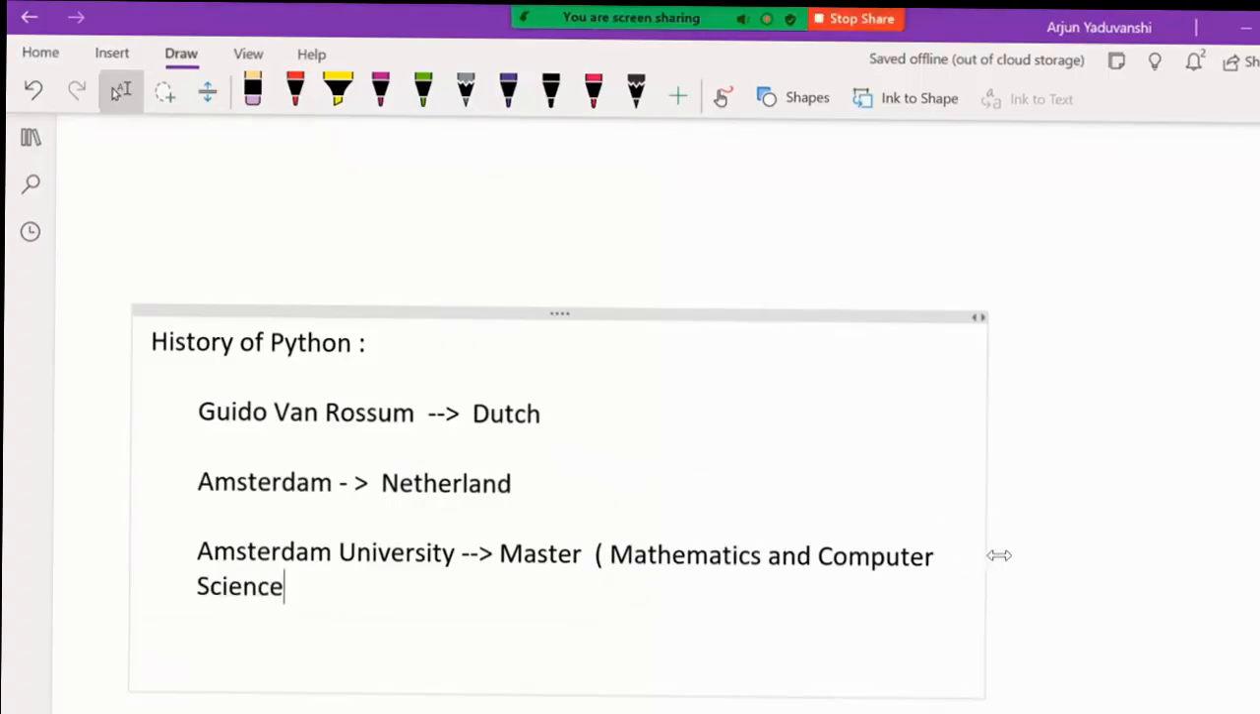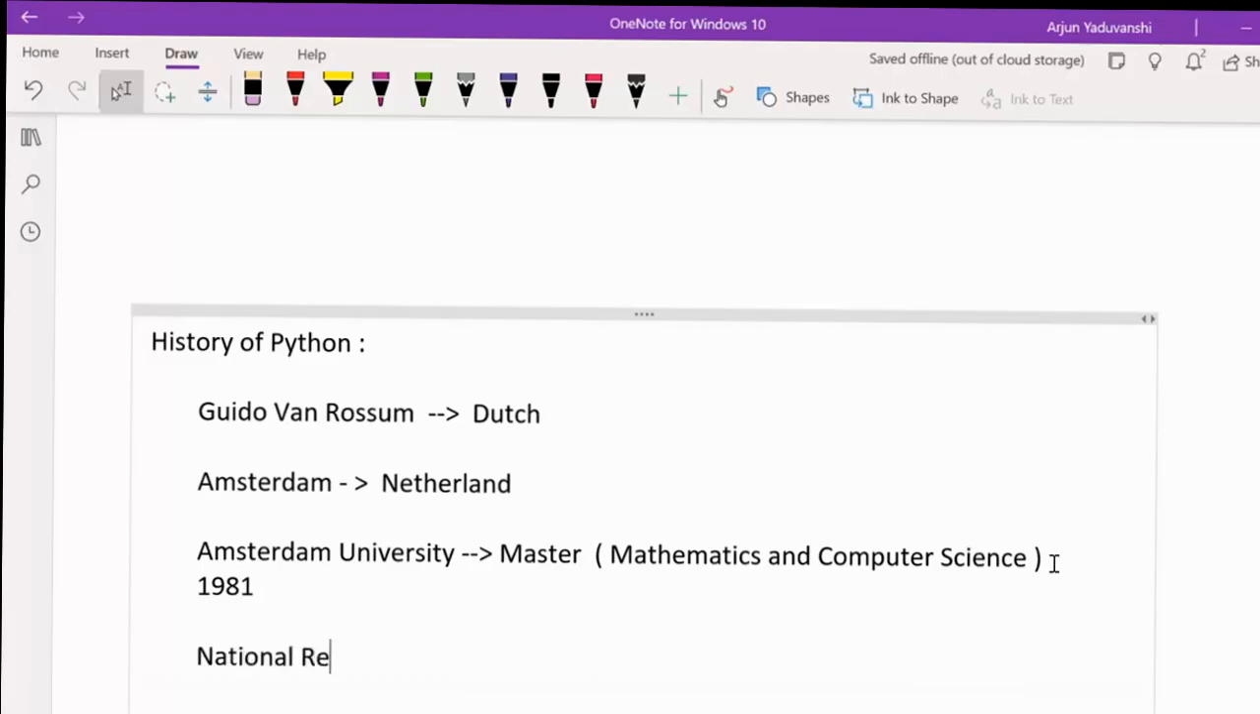Okay. Now, after this, he completed in the early 1980s. Maybe you can take it as the year 1981, 1982. He completed his master's, and then he got a job in the National Research Institute of Netherlands. He got a job over there.